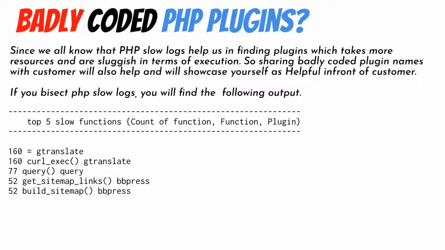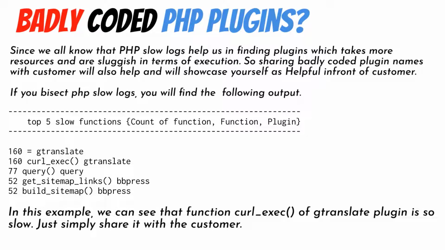For example, if we bisect, we will get this sort of output. In this example, we can see that function curl_execute of gtranslate plugin is so slow. Just simply share it with the customer.